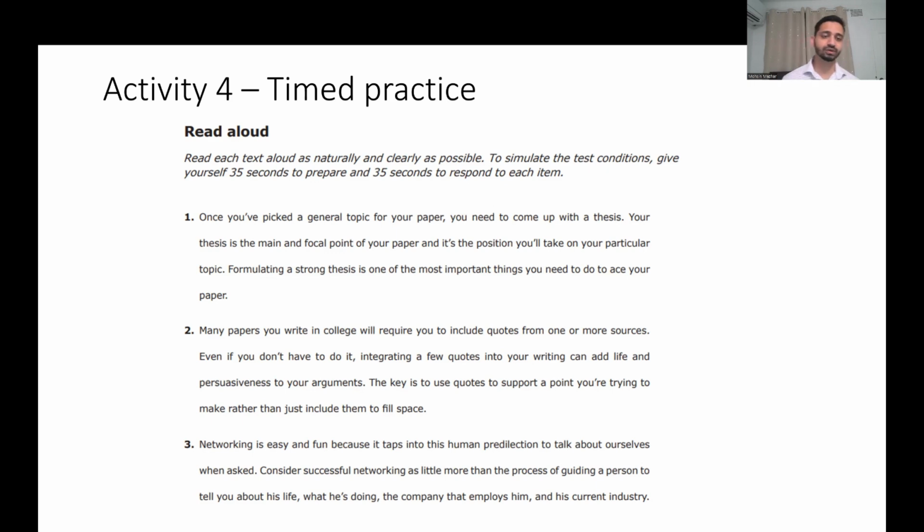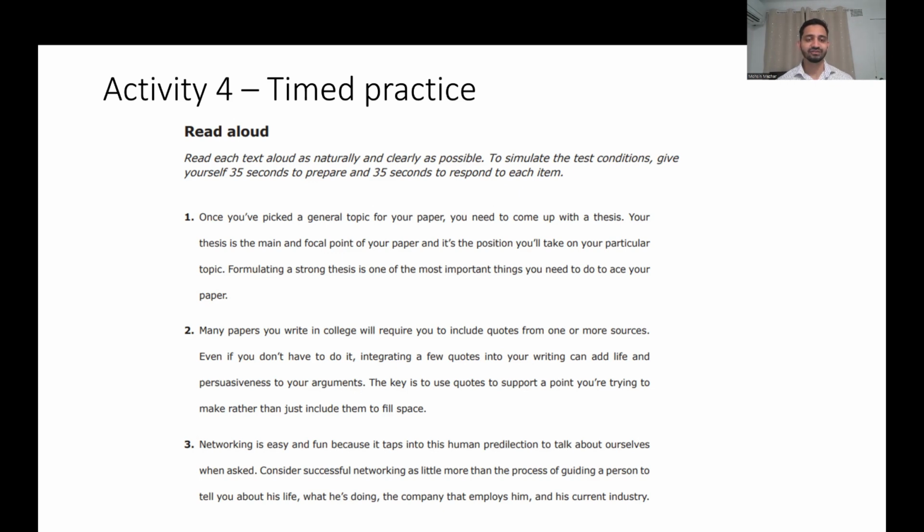Okay, let's start with the next one. Many papers you write in college will require you to include quotes from one or more sources. Even if you don't have to do it, integrating a few quotes into your writing can add life and persuasiveness to your arguments. The key is to use quotes to support a point you're trying to make rather than just include them to fill space.